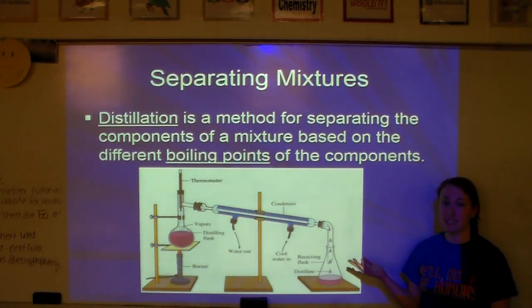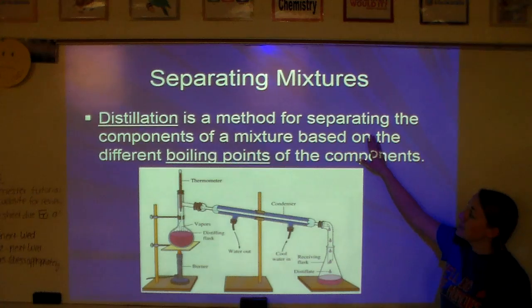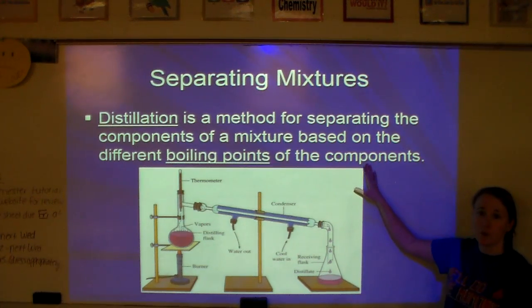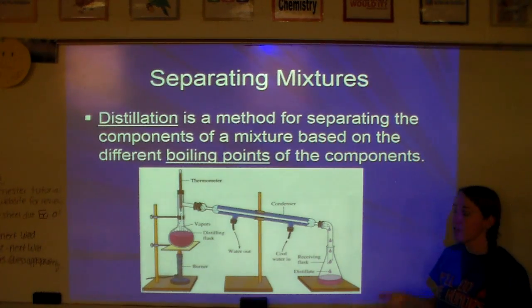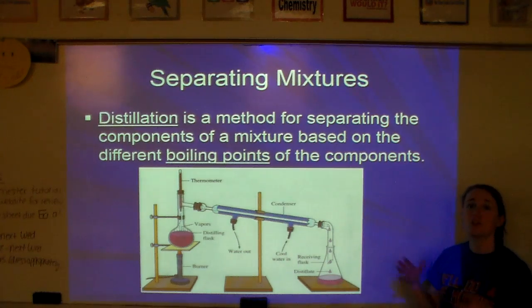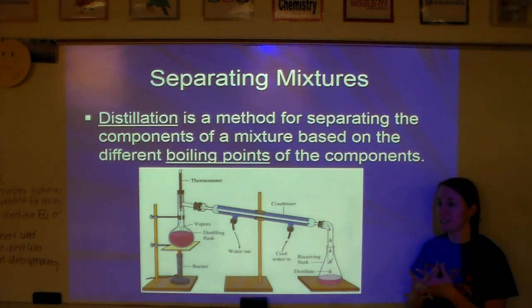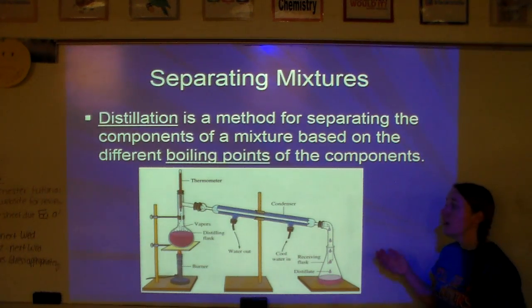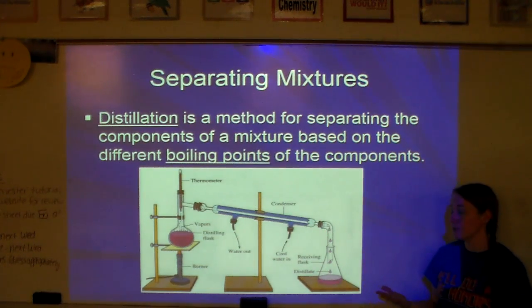Another way of separating is distillation. That's another way that we purify our water. You can buy distilled water at the store. So distillation is a method for separating the components of a mixture based on the different boiling points of the components. So for distillation, you can separate a solid and a liquid, or you can actually separate two liquids. And filtration can't do that.